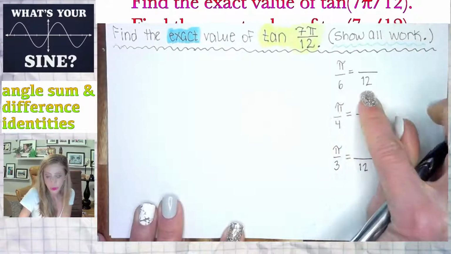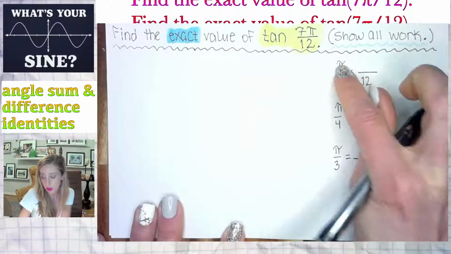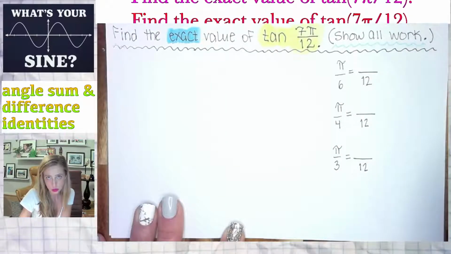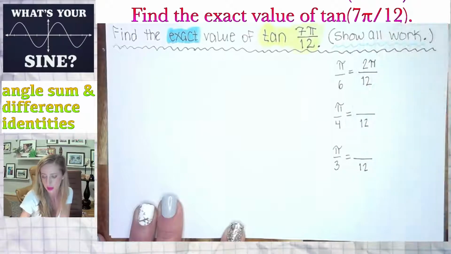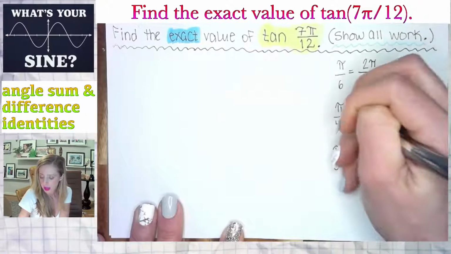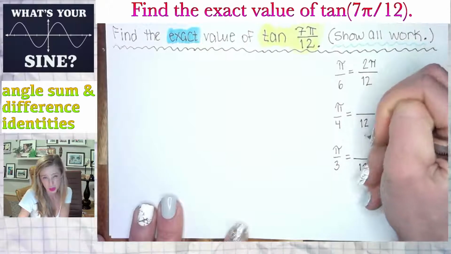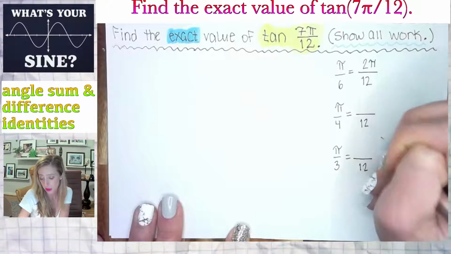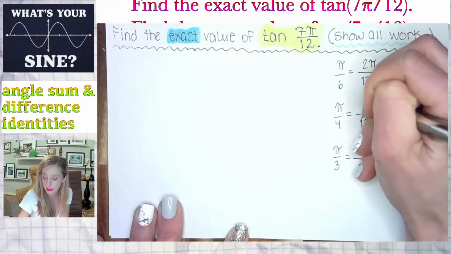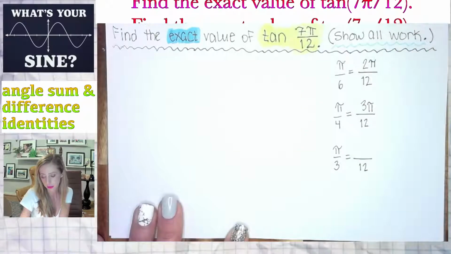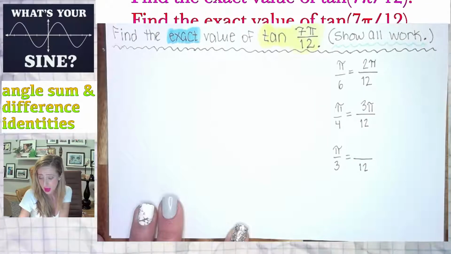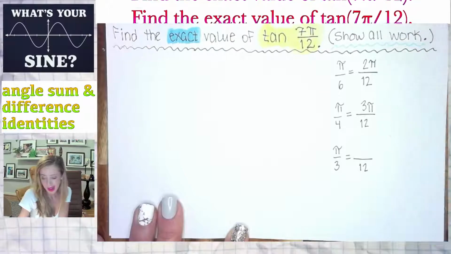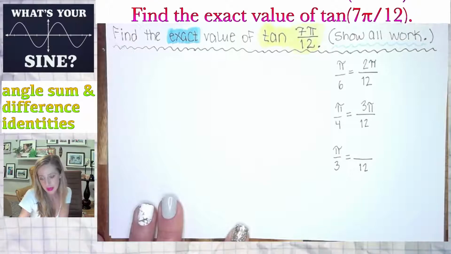In order to rewrite pi over 6 with the denominator of 12, we multiply the top and bottom by 2. 2 over 2 is 1, and you're allowed to multiply by 1, the multiplicative identity. Okay, great. Next angle, pi over 4. If I want to rewrite this with the denominator of 12, I multiply by 3 on top and bottom, giving 3 pi over 12. These can give me 1 pi over 12 if I subtract. These can give me 5 pi over 12 if I add, but no luck with the 7 yet.